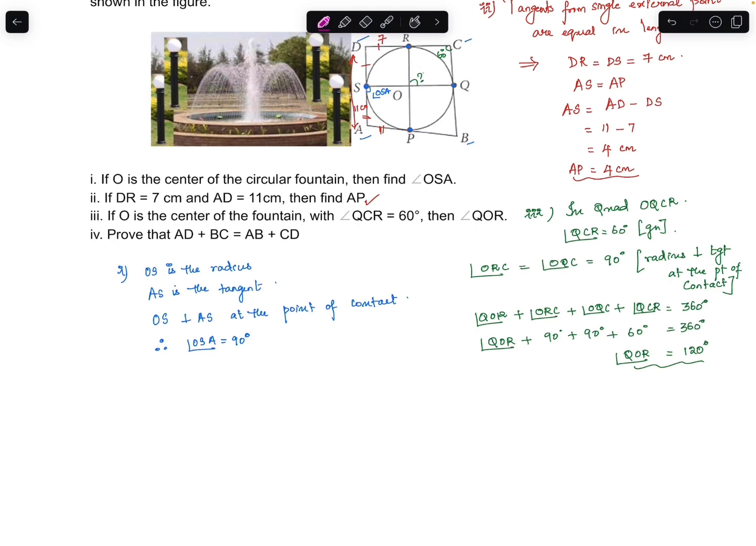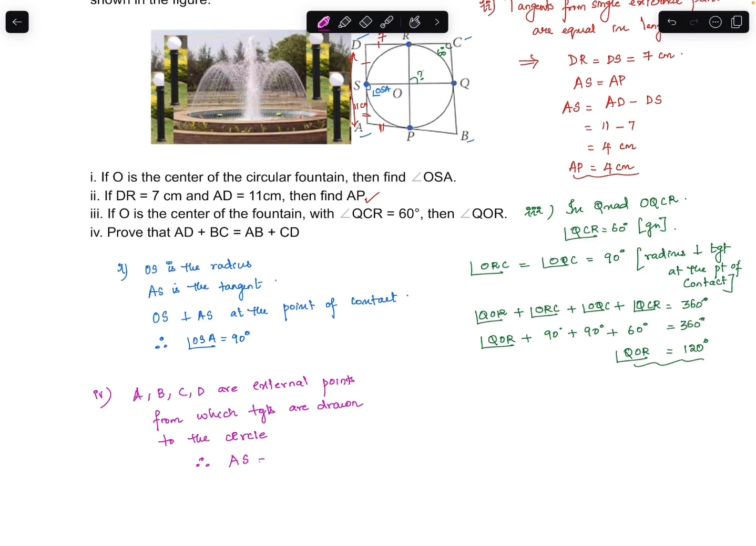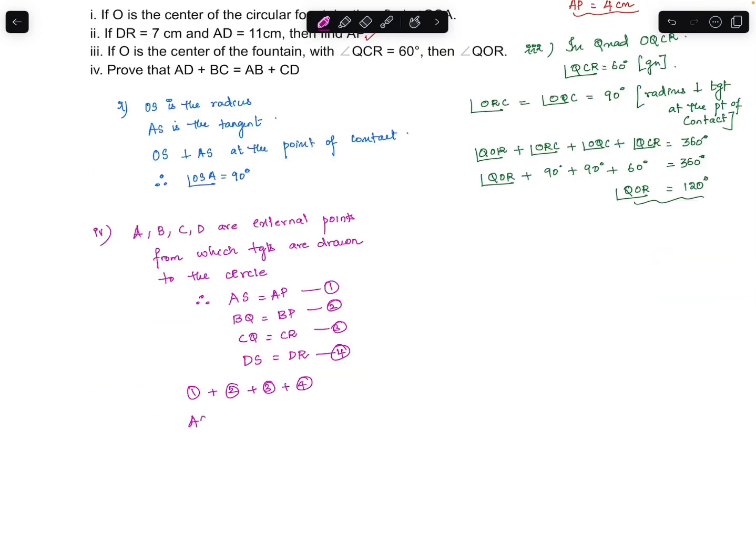Question 4. Prove that AD plus BC is equal to AB plus CD. A, B, C, D are external points from which tangents are drawn to the circle. Therefore, you can say AS equal to AP, BQ is equal to BP, CQ is equal to CR, and DS is equal to DR. Adding all these equations, we get AS plus BQ plus CQ plus DS on the left hand side and AP plus BP plus CR plus DR.